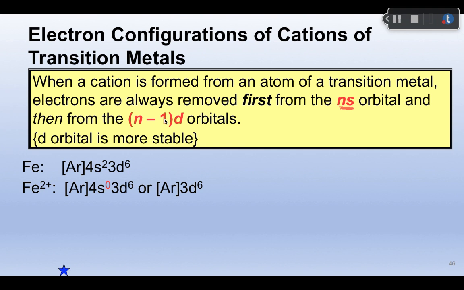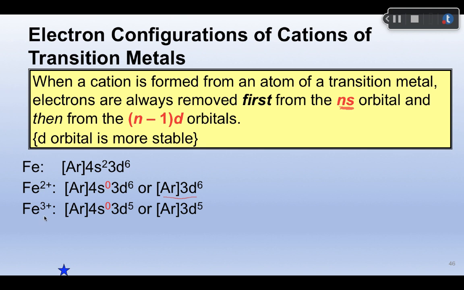So take that back to our iron examples. If iron's ground state configuration is 4s2 3d6, at least its valence shell, then to lose 2 electrons we end up with 4s0, losing those 2, or we can just describe it as argon with 3d6.